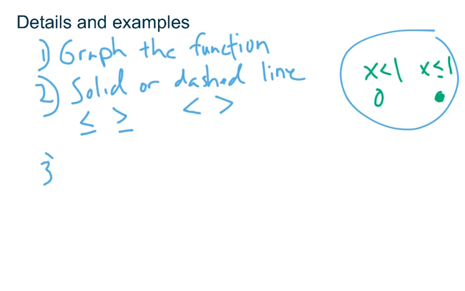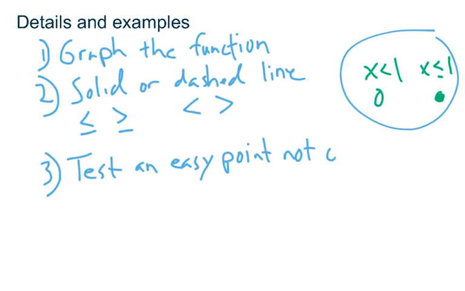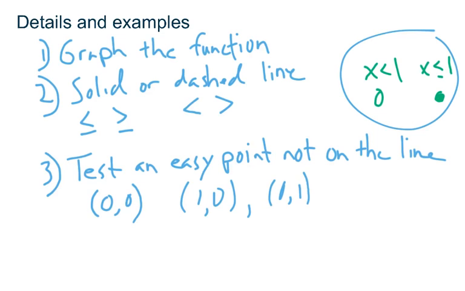Third, and this is something that students tend to trip up on, is test an easy point not on the line. So we can test any point we want except for one that's on the line. And so the one I always recommend is to test 0, 0, because it can't get much easier than that. However, if the line is going through the origin, you can't. So then test something else that's easy. Go 1, 0, or go with 0, 1, or go with 1, 1. You have a lot of options.